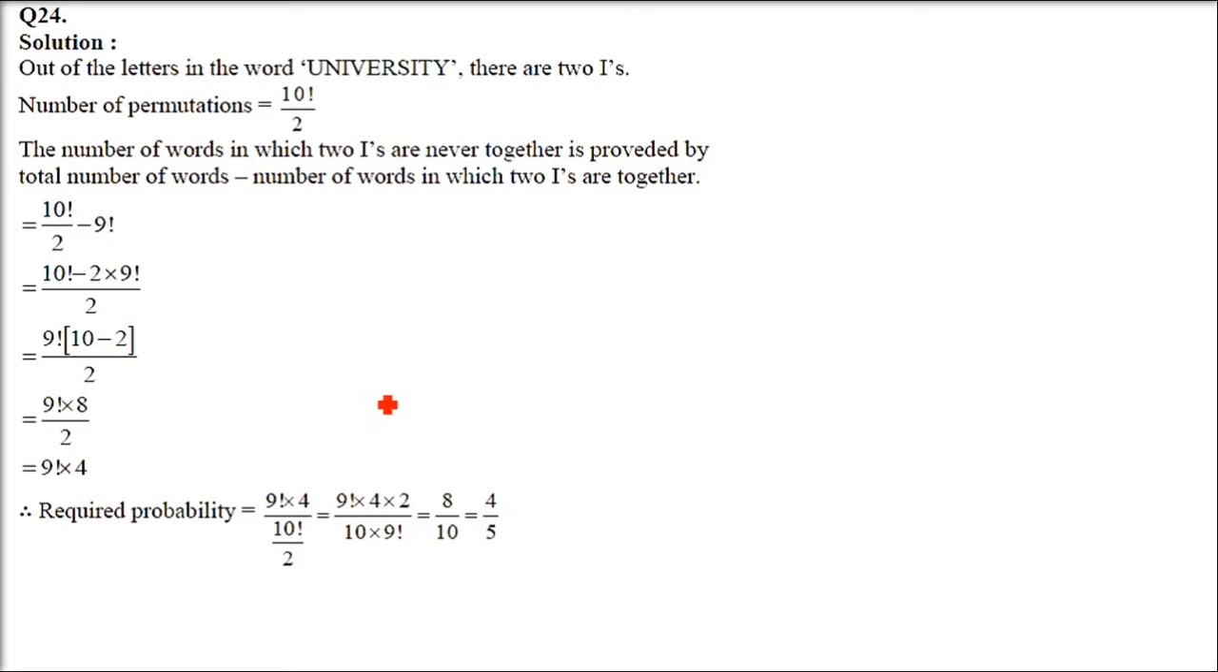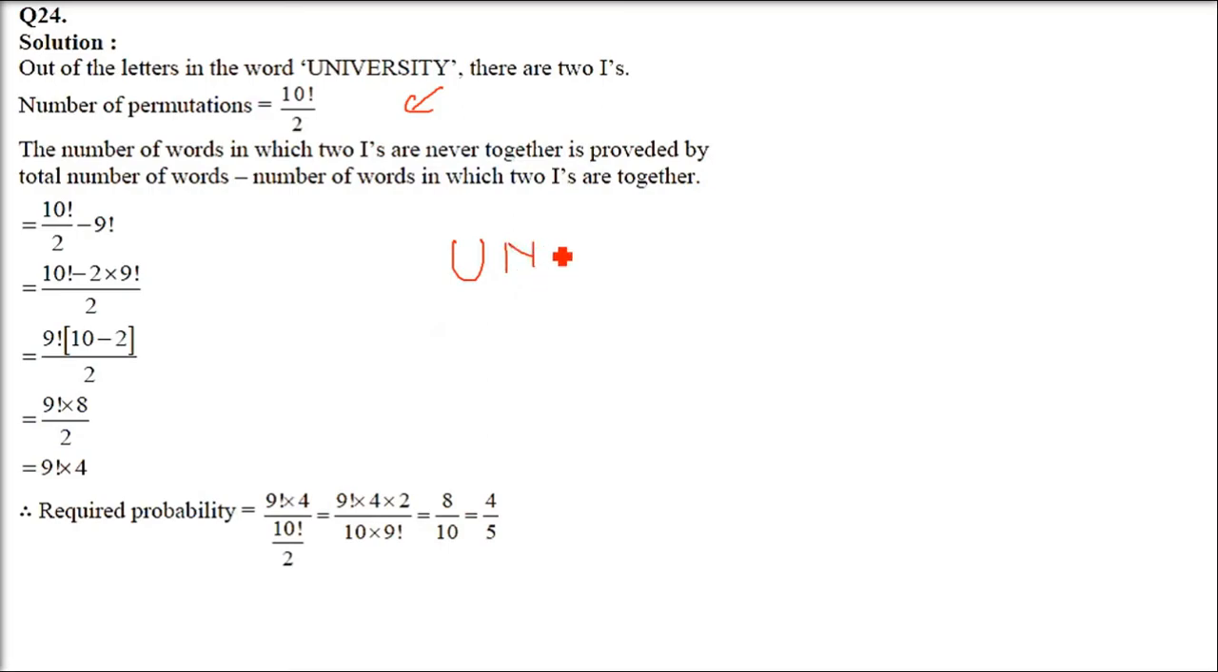Next is 24. Find the probability that in a random arrangement of the letters of the word university, the two I's do not come together. So we'll take a reverse type of solution here. We will find the cases where I's come together, and then we will subtract it from 1. So this is one of the methods.